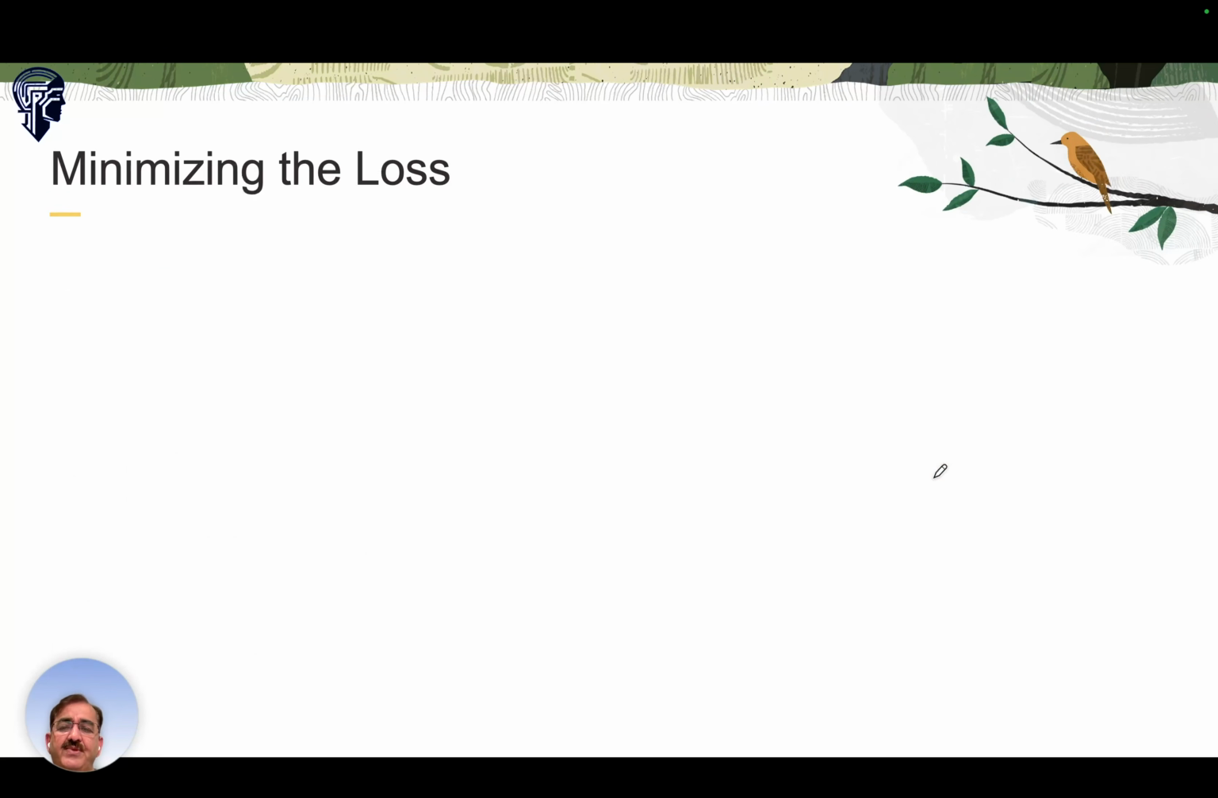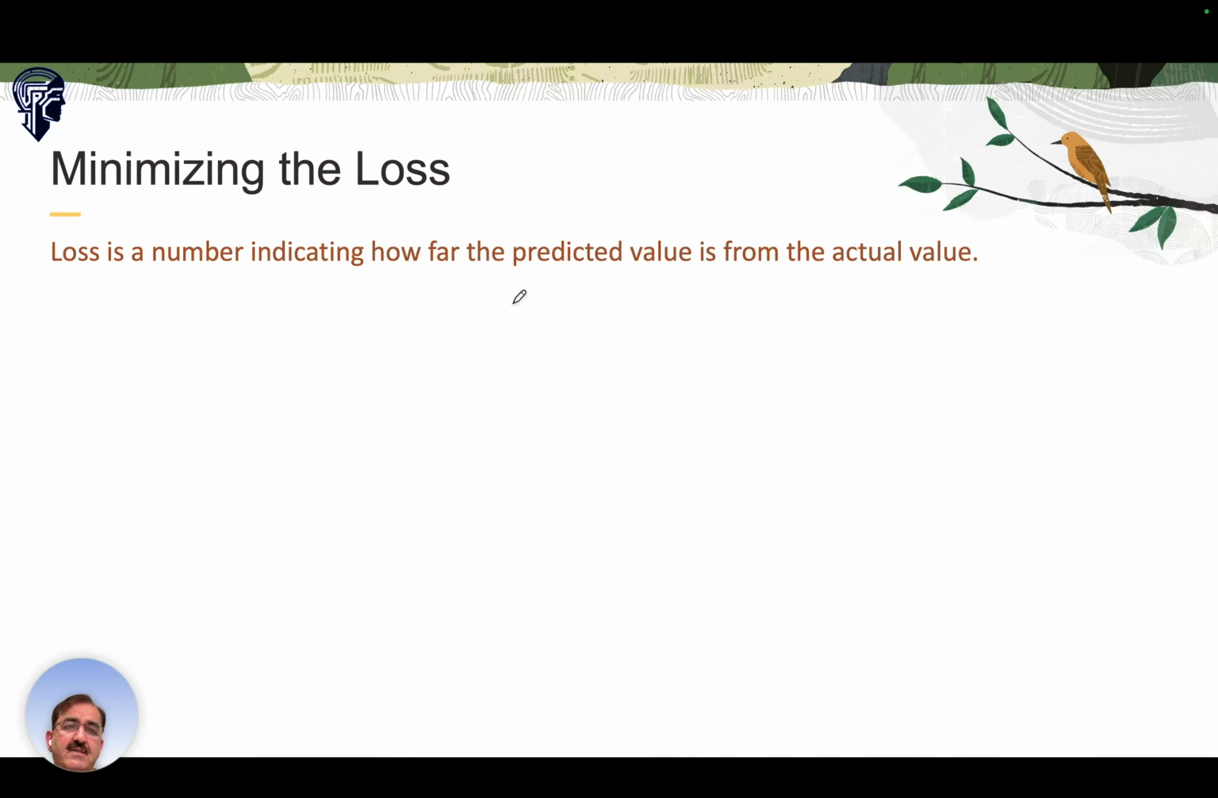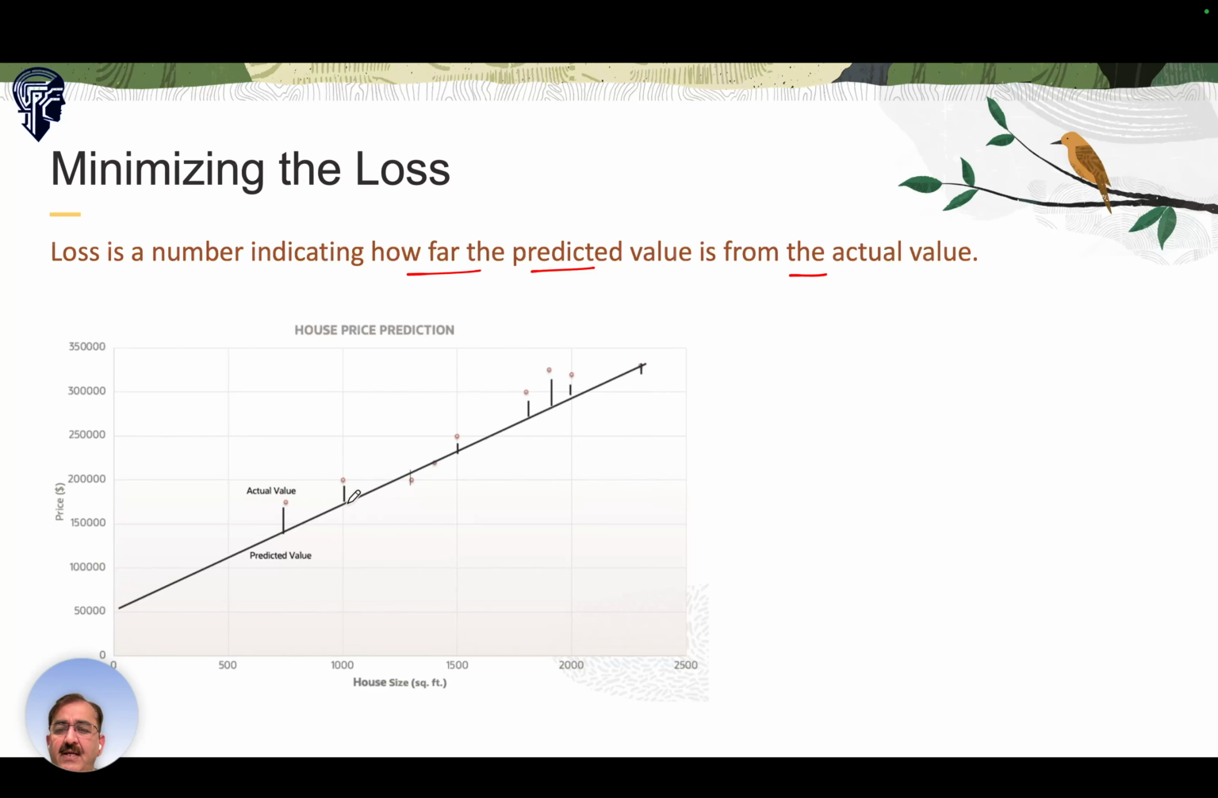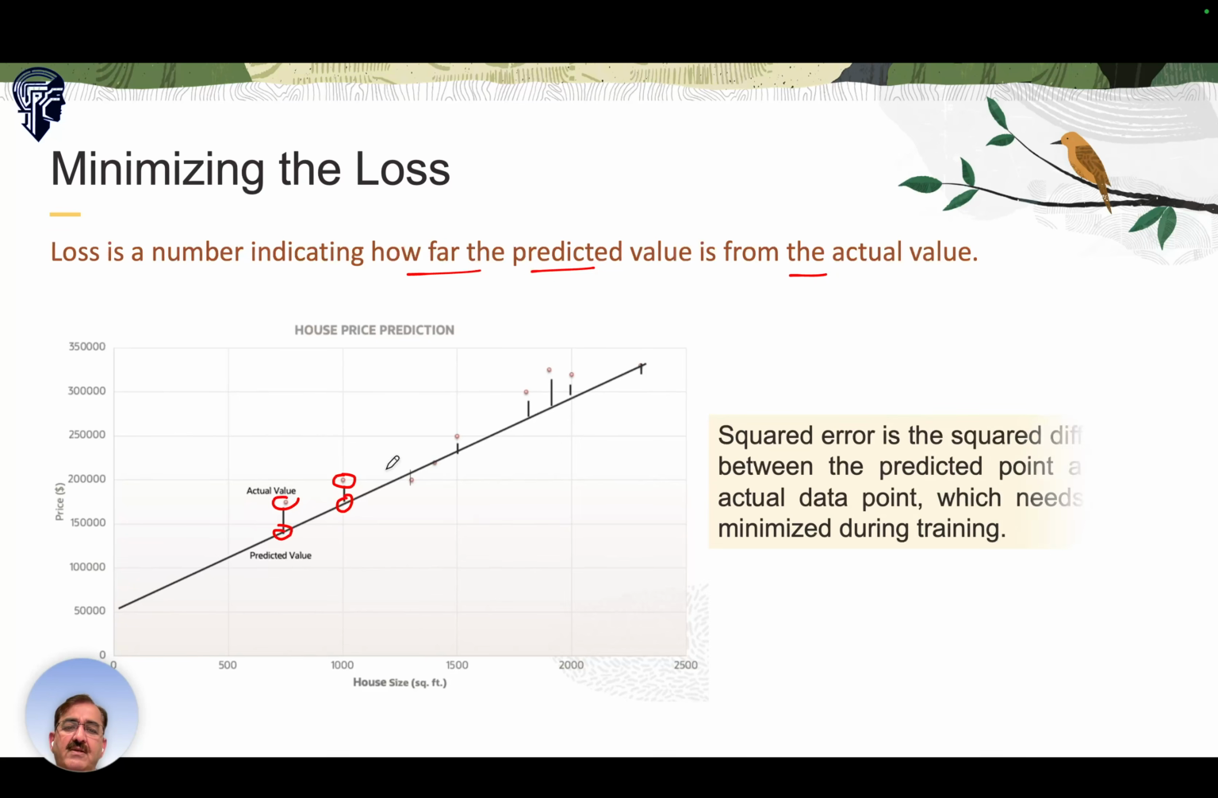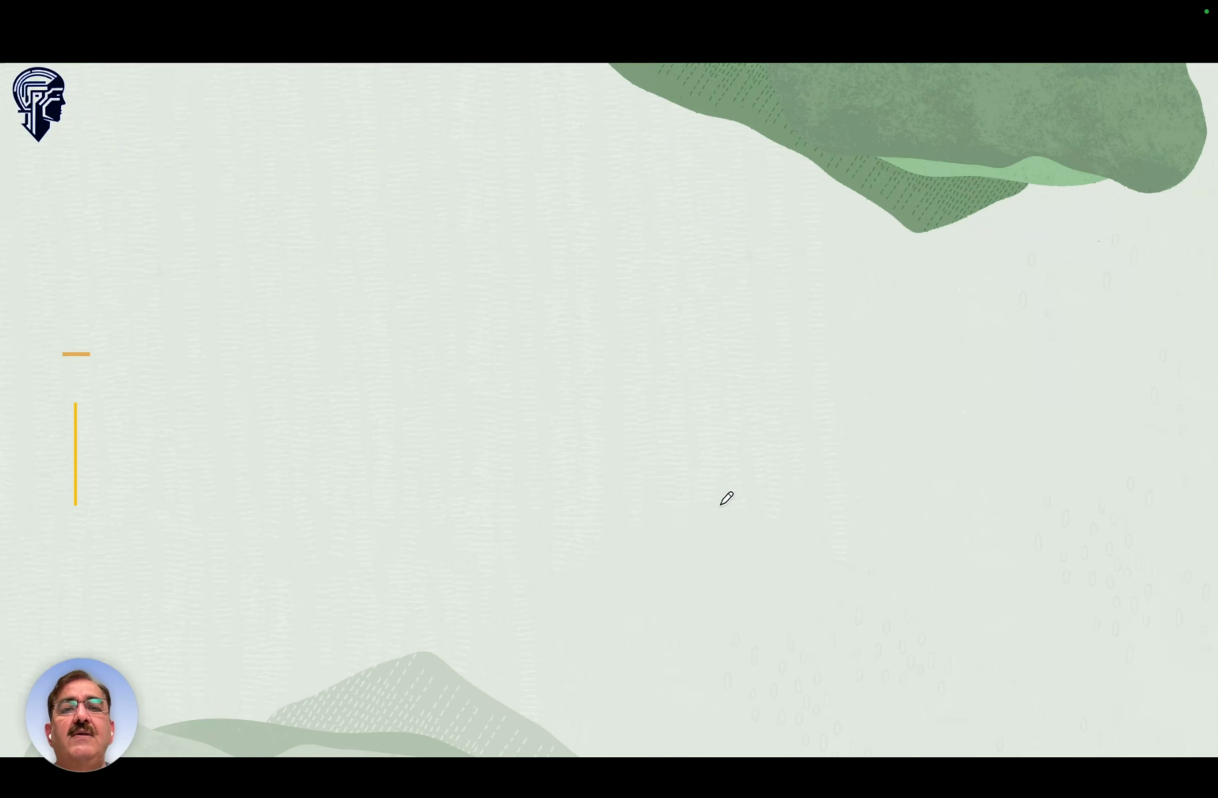Minimizing the loss is the main objective during the learning process. Loss is the number indicating how far the predicted value is from the actual value. For example, the actual value is denoted by these points, while the predicted value is on the line. So the objective is to minimize the loss, and the squared error is used to minimize it. The squared error is the squared difference between the predicted point and the actual data point, which needs to be minimized during the training process of the model.